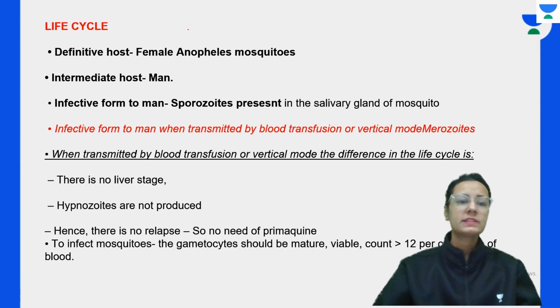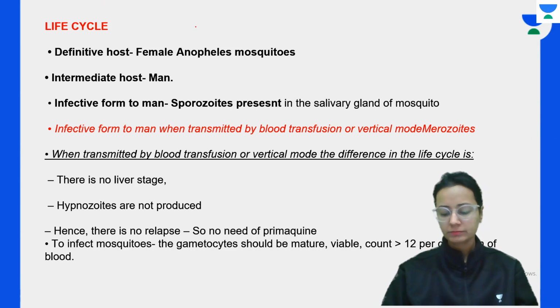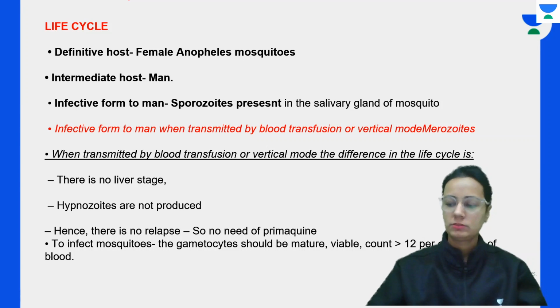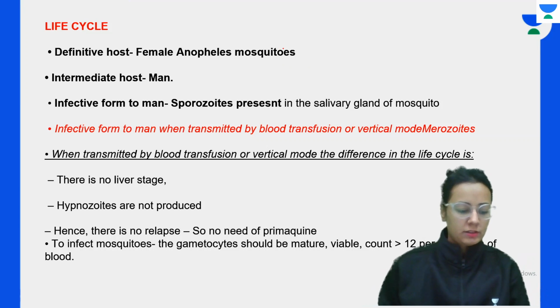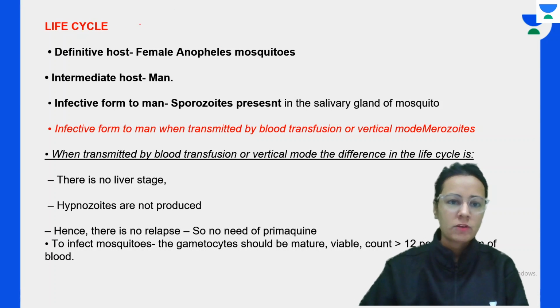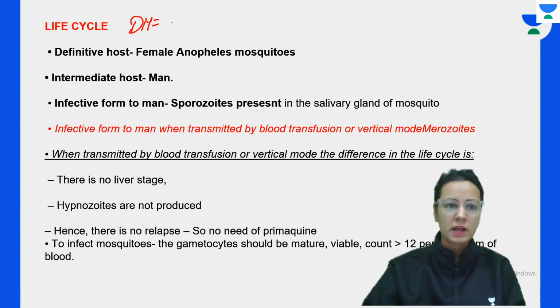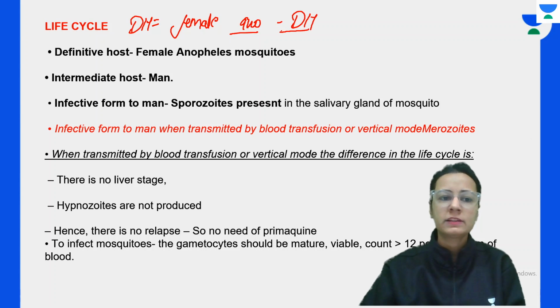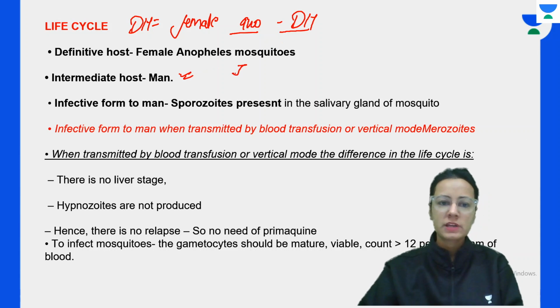Okay, so we will now start with the Plasmodium. Starting with the life cycle, now we talk about the definitive host for the Plasmodium, which is the female Anopheles mosquito, where the sexual cycle is completed. The intermediate host is man. And what is the infective form? The infective forms are the sporozoites that are present in the salivary glands of the mosquito.